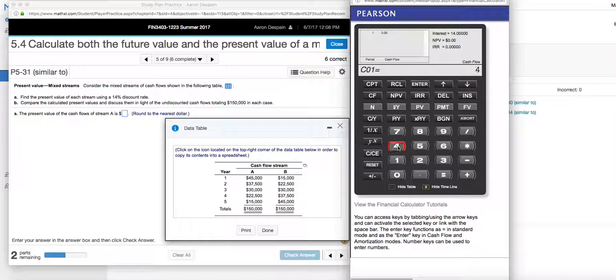Cash flow 1 is 45,000. Enter that. That's just one time, so we'll leave frequency 1 as 1. Cash flow 2 is 37,500. Enter that. That's just one time, so frequency 2 will be 1. Cash flow 3 is 30,000. Enter. Cash flow 4 is 22,500. Enter. Again, I'm just arrowing quickly down past the frequency since they're all just 1, and 1 is the default input on these. And cash flow 5 is 15,000. Enter that, just one time, of course.